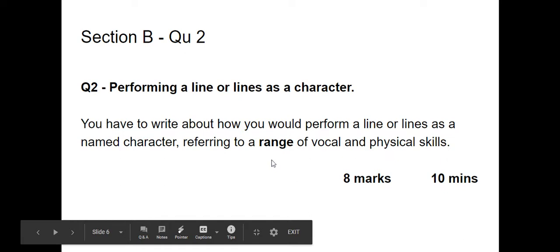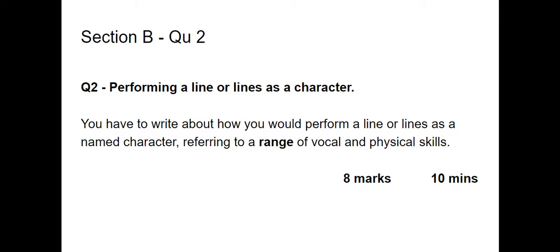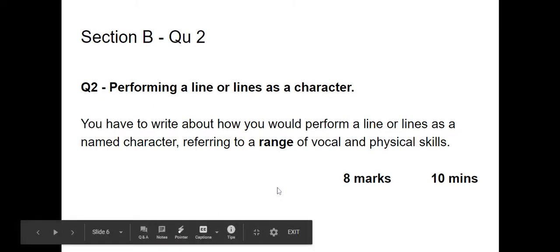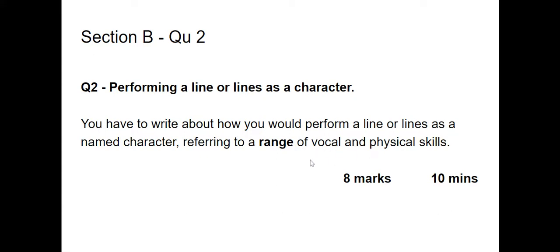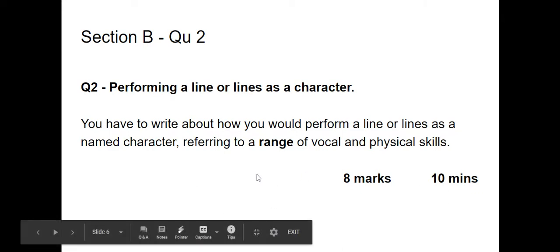Question 2 is always going to be about performing as a character. You will have a quotation or quotations from the extract. It may also include a stage direction, and you have to say how you would perform that line, referring to a range of vocal and physical skills. And this is often where students can lose marks because they don't write enough examples of each. But you also have to say it's a describe and explain. So you have to say what you do and what that would communicate to an audience. 8 marks, spend 10 minutes on that.